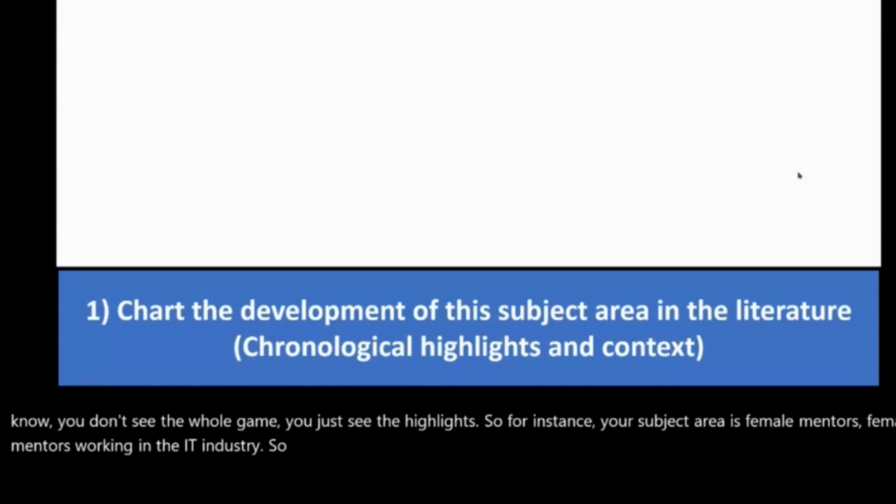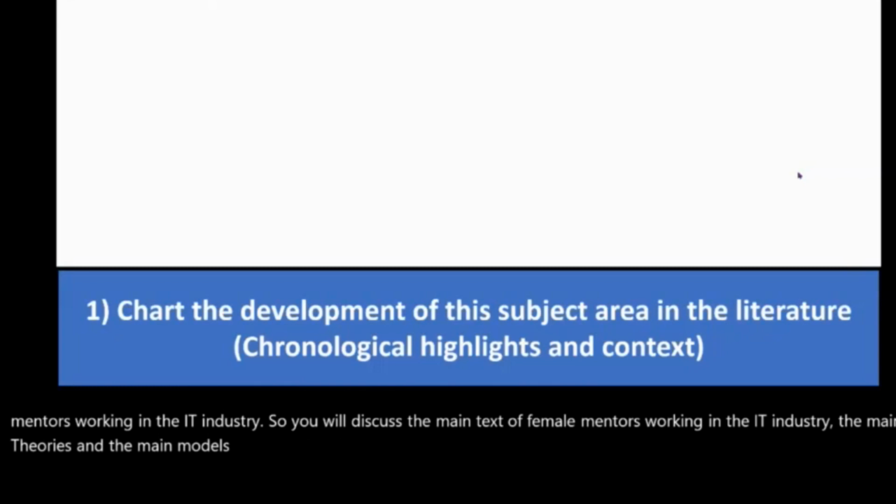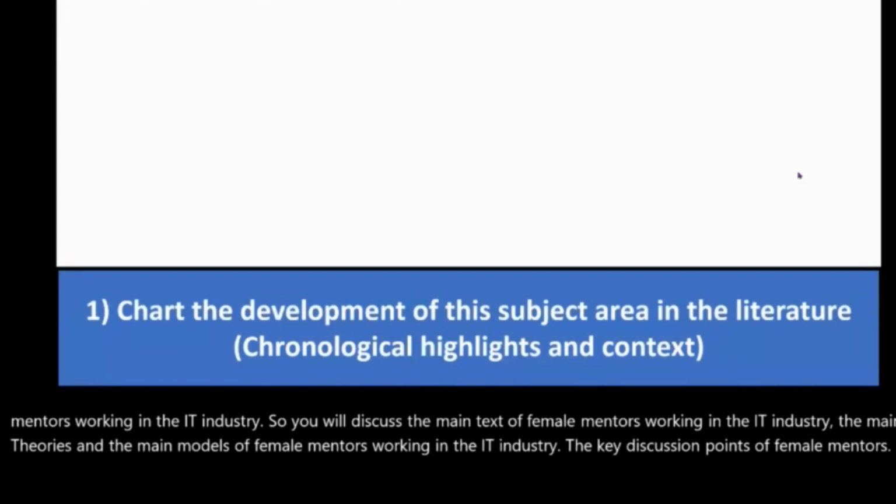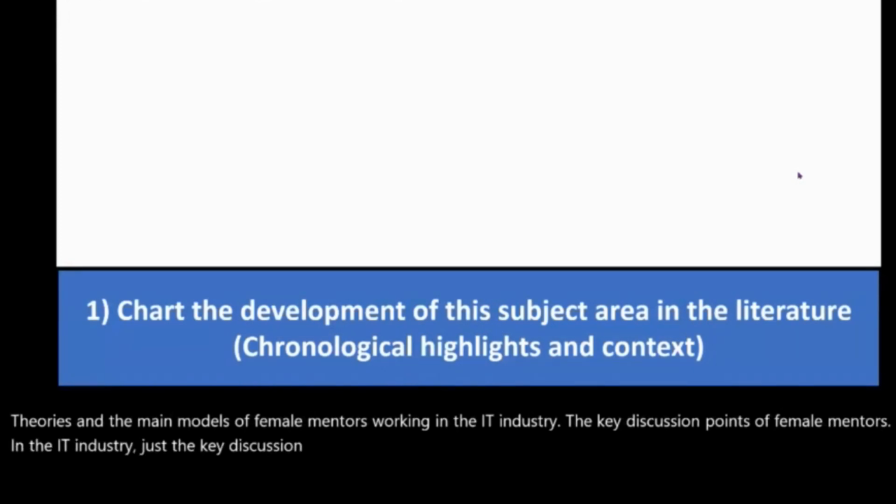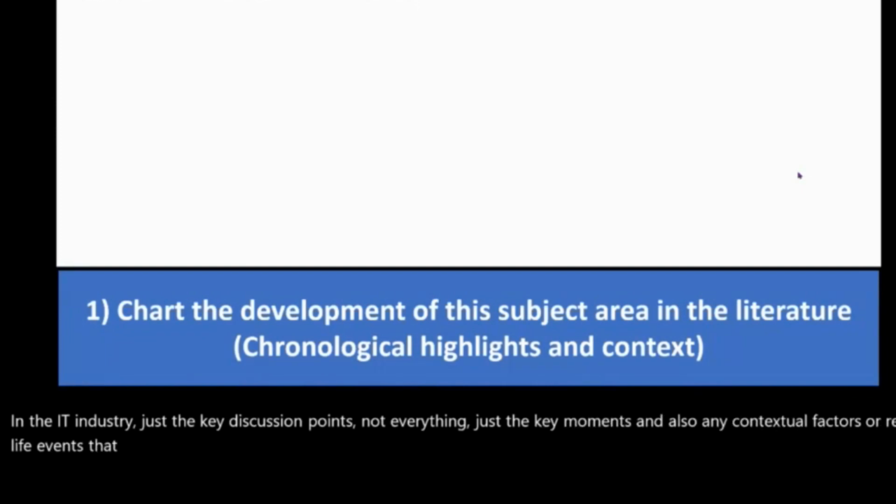So you will discuss the main texts of female mentors working in the IT industry. For example, you start in 1960. Discuss the main theories and models of female mentors in this time period. So Johnson's study in 1960. Then discuss Smith's influential study in 1975. Then 20 years later, Jones's monumental study in 1995. Then you discuss Jenner's 2005 model, which continues to impact and influence the literature on female mentors. Also discuss any contextual factors or real life events that may have impacted the literature.